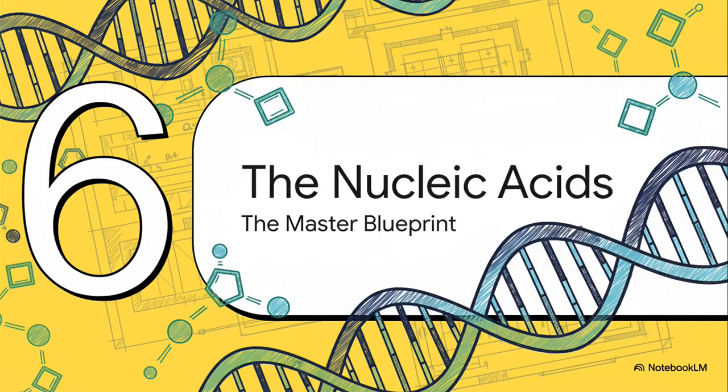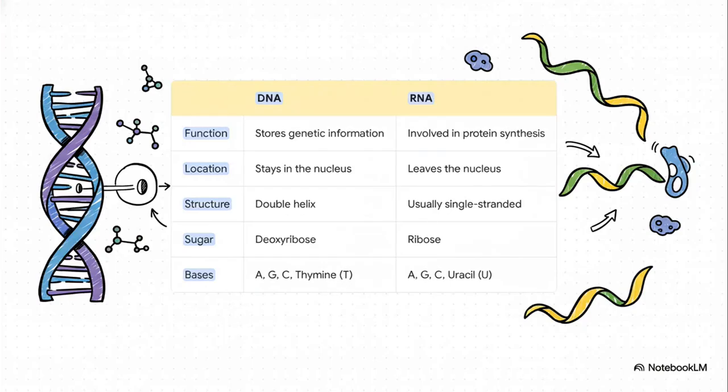And that brings us to our fourth and final team member, the nucleic acids. Now, these guys aren't the fuel and they aren't the workers. No, they are the architects. They hold the master blueprint for life itself. You've definitely heard of them. There are two main types, DNA and RNA.